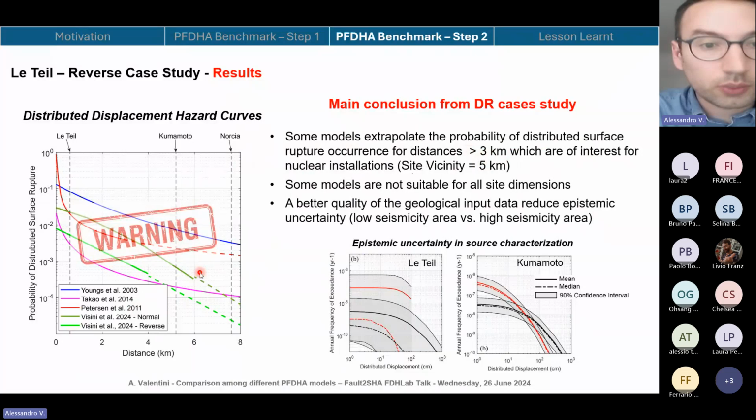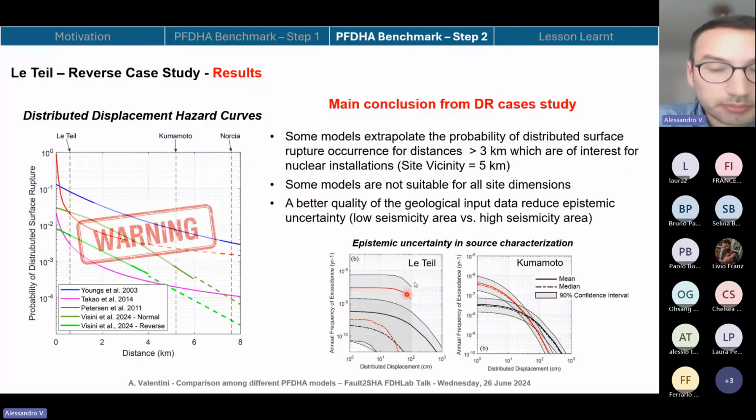So we have to know that we are applying an extrapolation of an empirical regression. Some models are not suitable for all site dimensions. For example, for Young's model, the curves are obtained with a grid of 500 by 500 meters, so it's challenging to apply when the site is smaller or larger. The new models, for example, Petersen and Takao, have this regression for different cell sizes from 25 meters up to 50 meters. And a better quality of the geological input data reduces epistemic uncertainties.